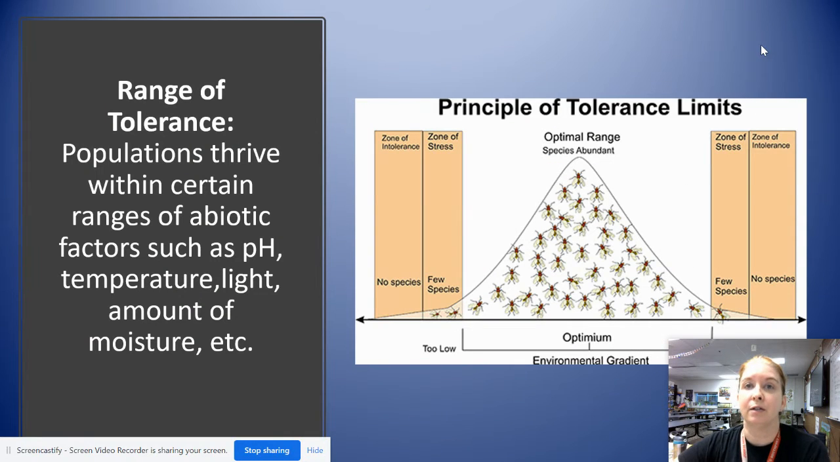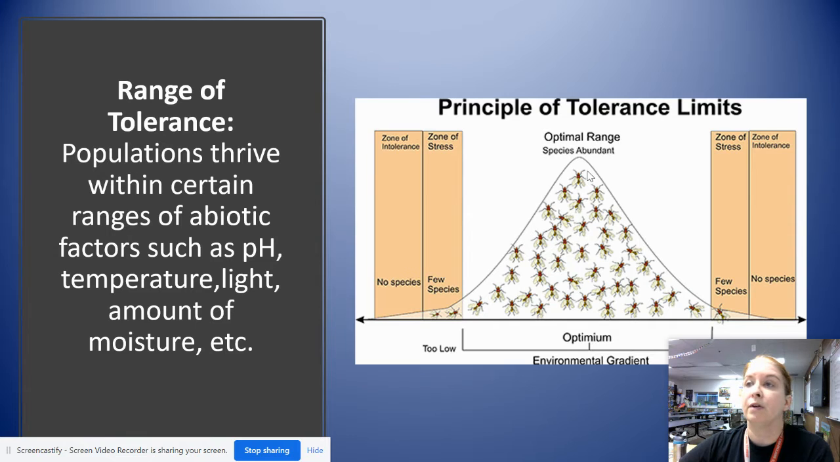So, range of tolerance. Populations thrive within certain ranges of abiotic factors such as pH, temperature, light, amount of moisture, etc. It depends on the critter. So we have our optimal range, and this is where things are very abundant. You have a zone of stress where you have a few species, but not a ton, on either end of the optimum. And then you have your zone of intolerance, and then you have nothing living there.